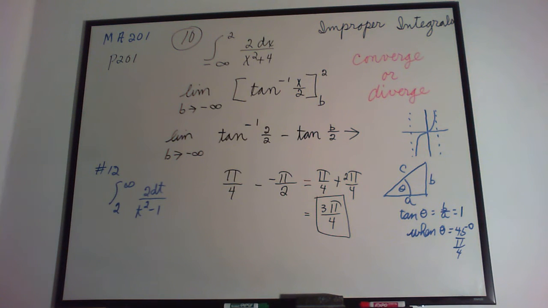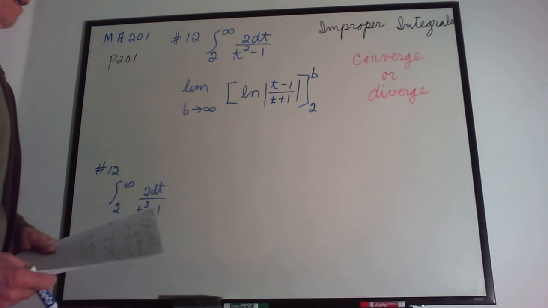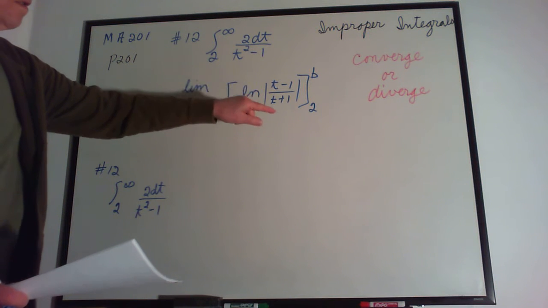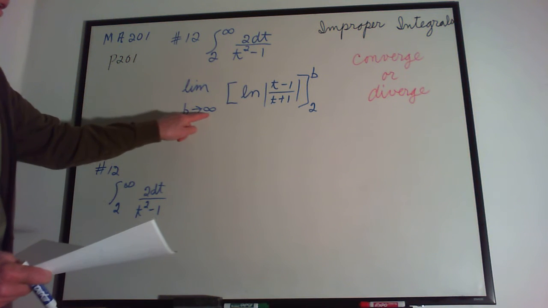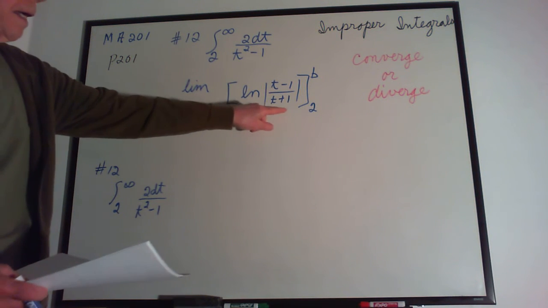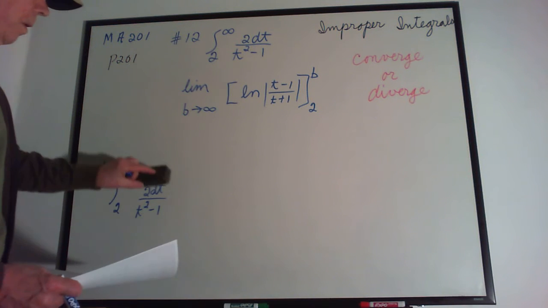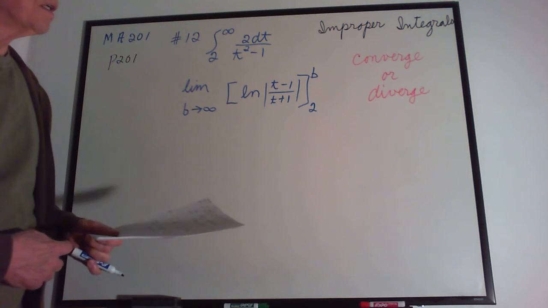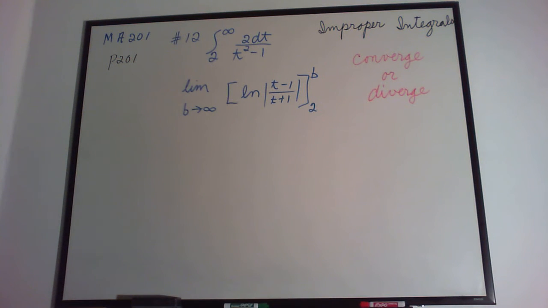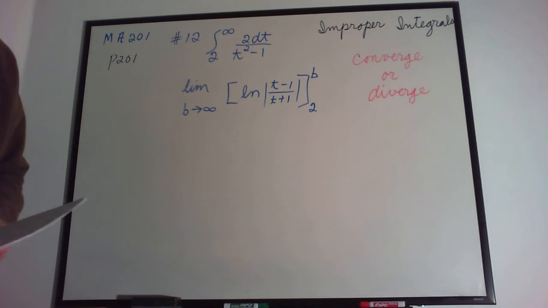You're going to need your integration tables to do this one. So get them out, take a look at it. Give it a try, pause the video, come back and see how you did. All right, the integration formula will give you natural log of t minus 1 over t plus 1. Now substitute b in as it goes to infinity, and then put in the 2. See what answer you get. Does it converge? Does it go towards a number? Or does it diverge? Pause the video, give it a try.